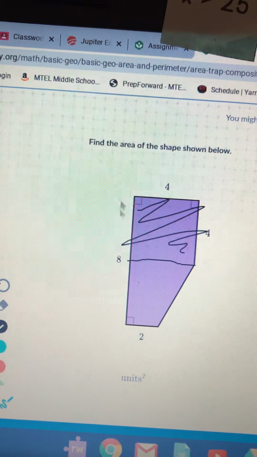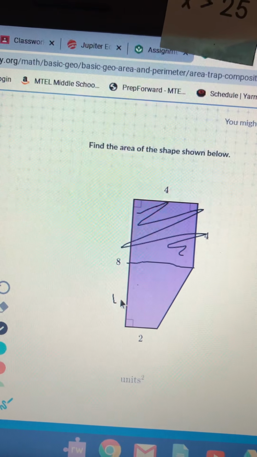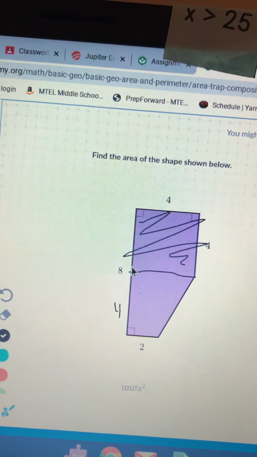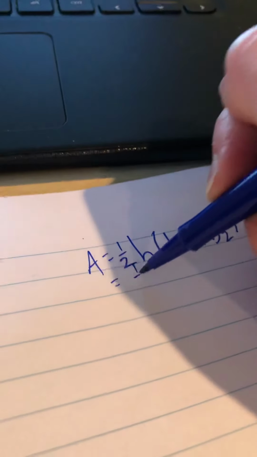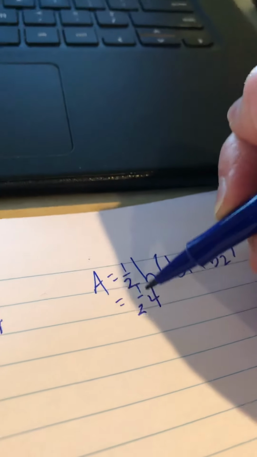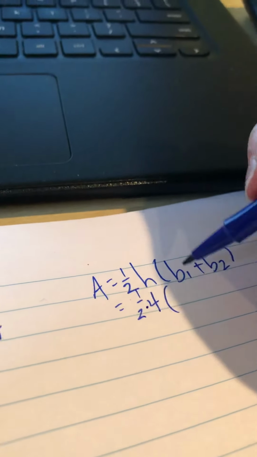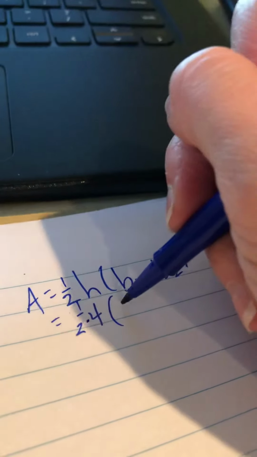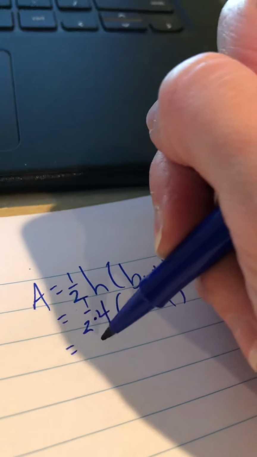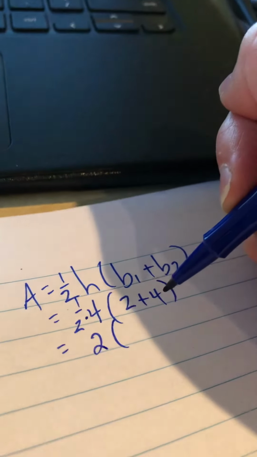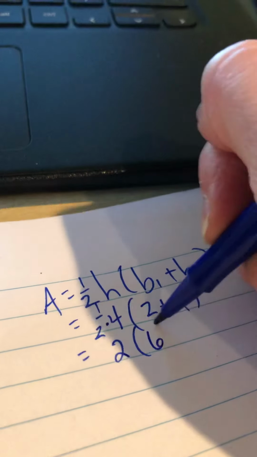This whole thing is 8, so I know there's 4 left over. So the height of this guy ending right here is 4, all right? So I have 1/2 of 4, so times 4, times 2 plus 4. Well, 1/2 of 4 is 2, so let's just simplify it right off the bat. And 2 plus 4 is 6, so 2 times 6 is 12.